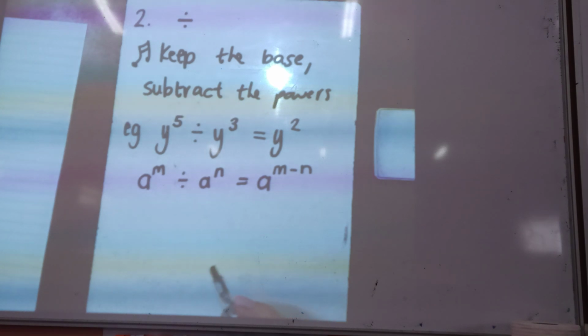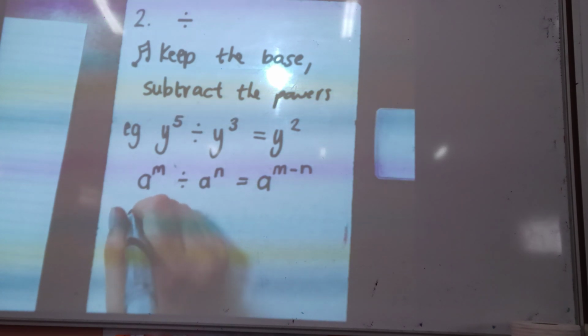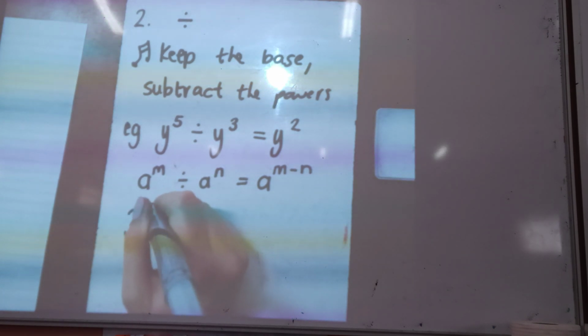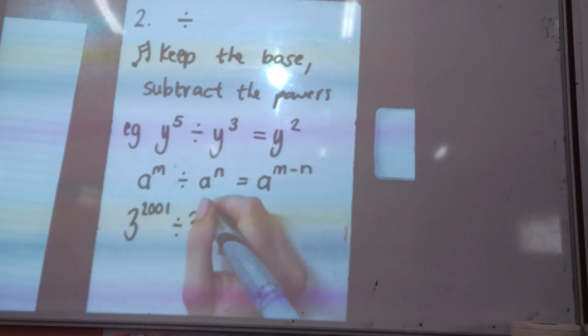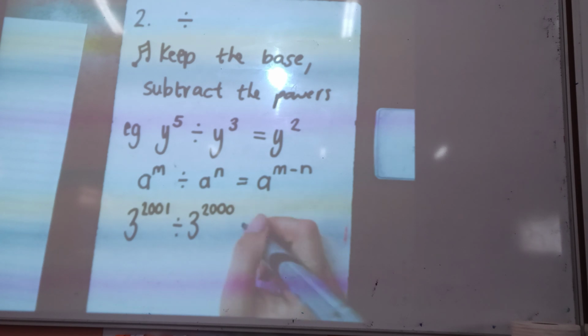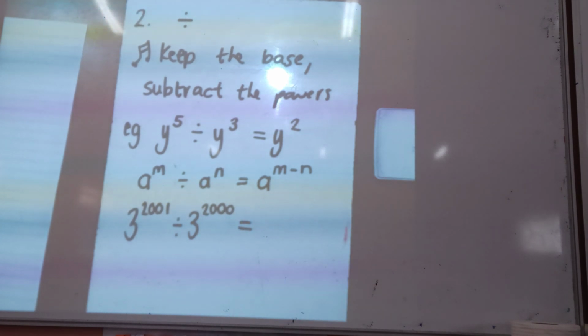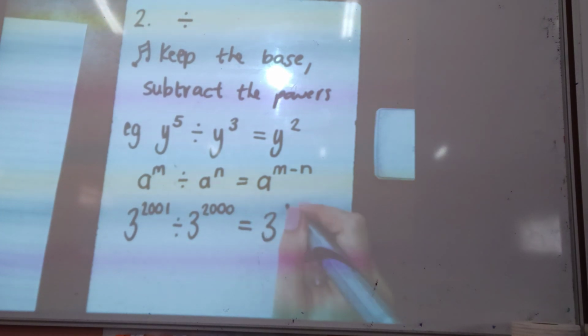Here's a nice one. What happens if I gave you this? 3 to the power of 2001 divided by 3 to the power of 2000. What would your answer be? 3 to the power of 1.